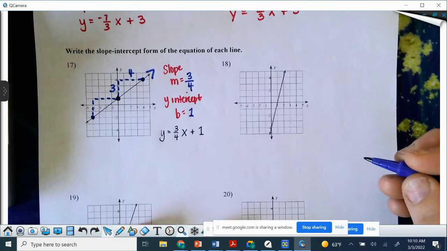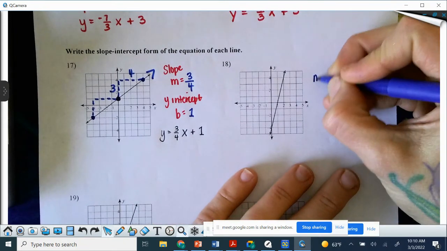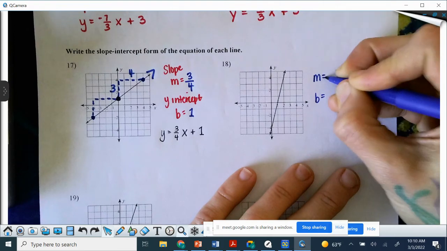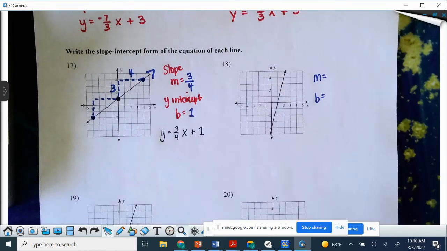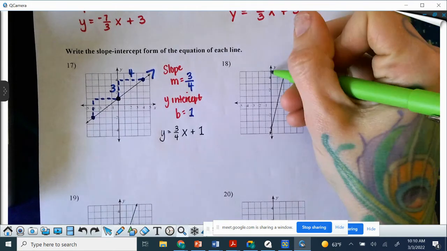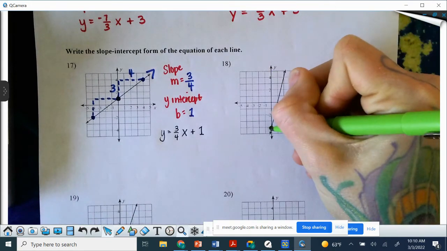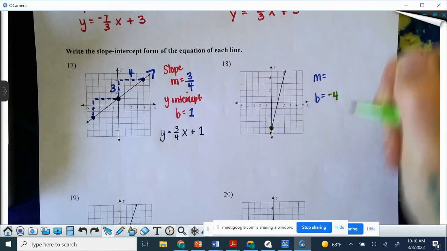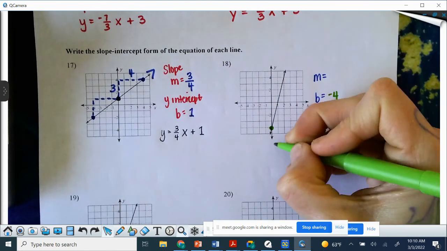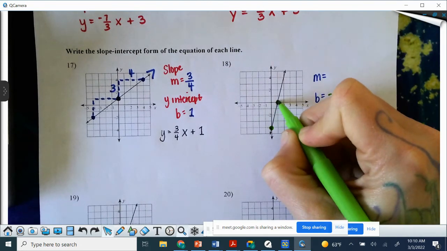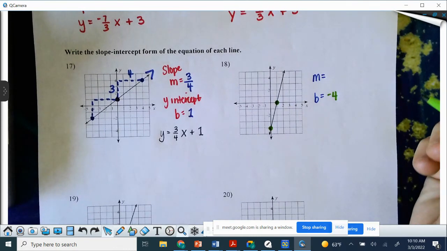All right, so number 18, we're going to look for our slope and our y-intercept. So we're looking for where it crosses the y-axis. So we're going to go up and down our y-axis, which is your vertical axis. Up and down, and there it is at negative 4. So our y-intercept is negative 4. We're going to look for a good intersection. So x-intercepts are awesome, usually. If they cross through a good intersection, that's great.